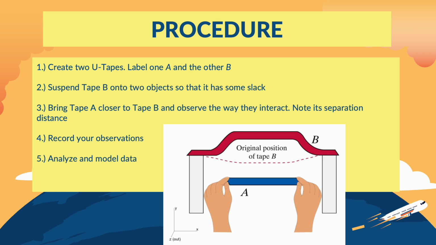First, you're going to create two U-tapes, labeling one A and the other B, and then you're going to suspend tape B onto two objects so that it has some slack. Bring tape A closer to tape B and observe the way they interact and note the separation distance. Then record the observations and analyze and model the data.